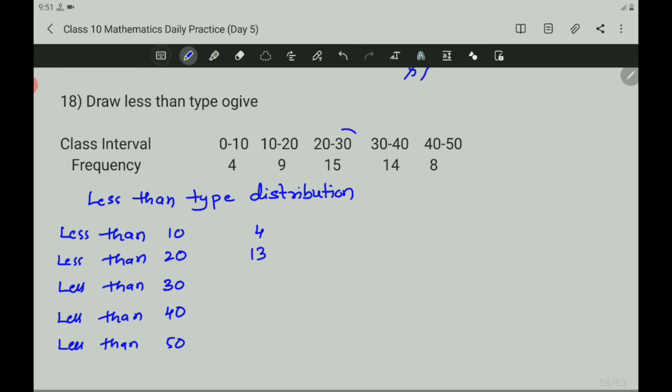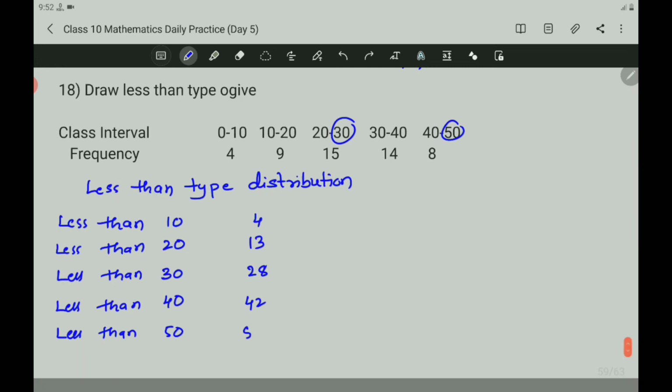Next, less than 30 is the sum of these 3, that is add 15 to this 13, that becomes 28. Again, less than 40, we must add 14. 28 plus 14 is 42. Then less than 50, again you add 8, that becomes 42 plus 8, 50.